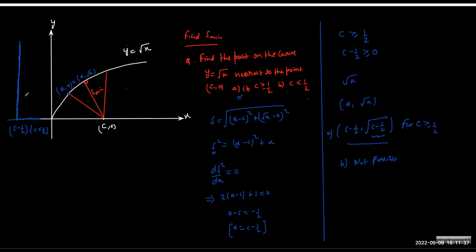So now what else is possible in this question? If we also have another equation, y equals minus root x. But again, root x is not possible. x must be positive. So this is simply not possible. Okay, so your answer is simple. Your answer is c minus 1 by 2, and the square root of c minus 1 by 2.